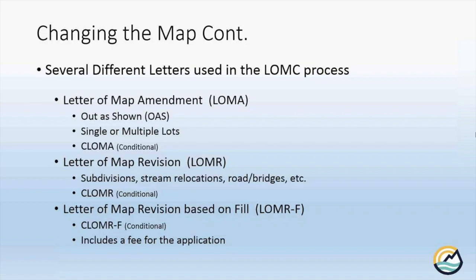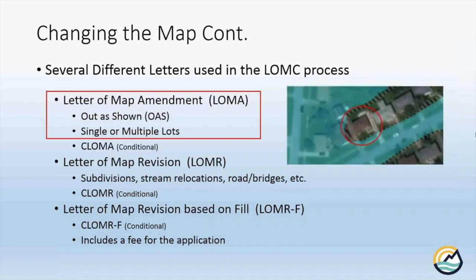As local officials, though, the ones you see most frequently are the LOMA out as shown and then the LOMA for a single lot. Those are by far the two most common letters of map change that go out. The out as shown is exactly what it sounds like. Somebody goes and gets a loan and the bank says you have to carry insurance because you're in the floodplain. And when you look on the floodplain map, they're very clearly out of the floodplain. That is essentially the property owner saying, hey, FEMA, can you take a look at this and tell me I'm out? And FEMA comes back and says, yeah, you're out just based on looking at the map.